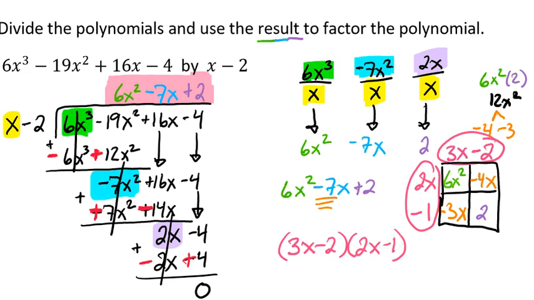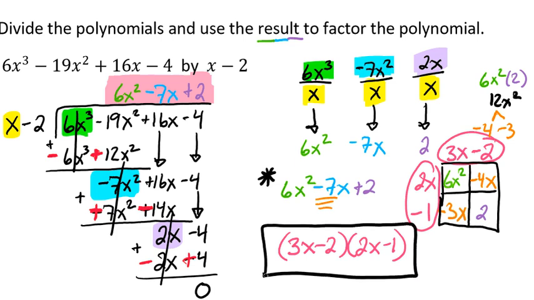And it doesn't matter the order that you write those. And notice that it didn't ask us to solve. It just said to divide it, then use that result to factor. And so this was the result of our division. And then this is what we get for factoring. And we're done. It's that easy.